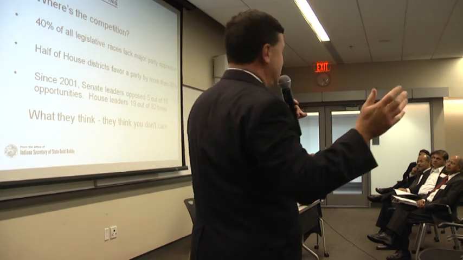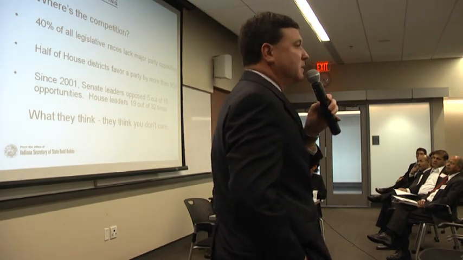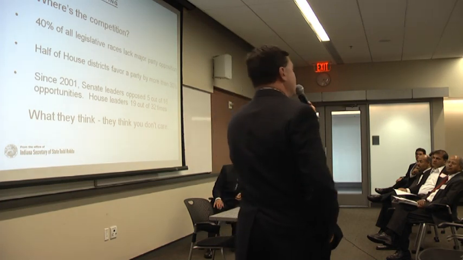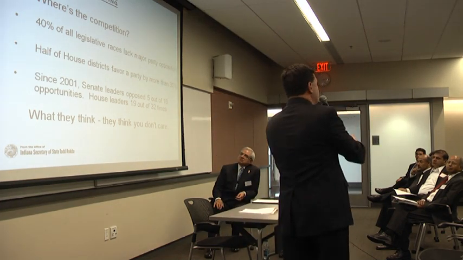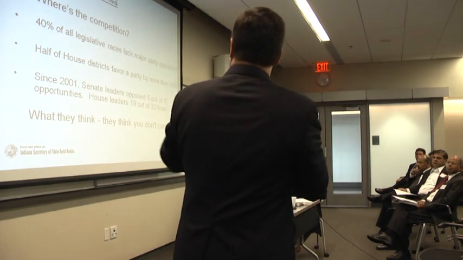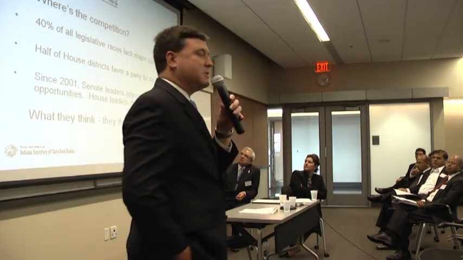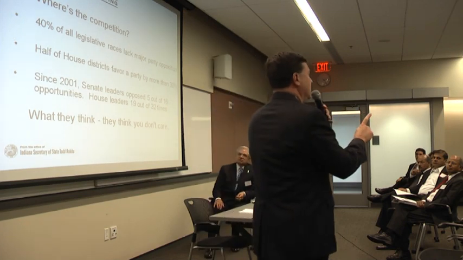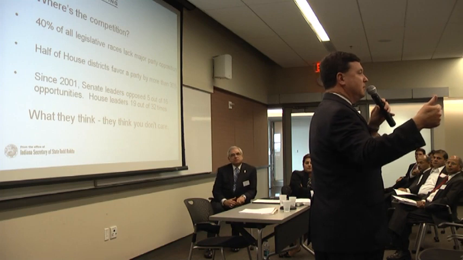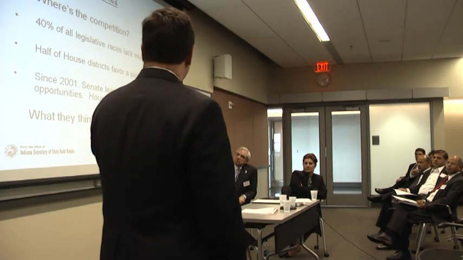Next slide. Competition. There's the facts. 40% of all legislative races lack major party opposition because they use political data, because they are protecting their incumbent addresses. They don't want to run against each other, so they draw the districts through backyards, down streets, so they're not in the same district with each other. Half of House districts favor a party by more than 30%. Imagine that. Half of the House districts in this state, if you were to run in one, you would either have a 30-point advantage immediately based on vote history, or a 30-point disadvantage immediately based on people's vote history.